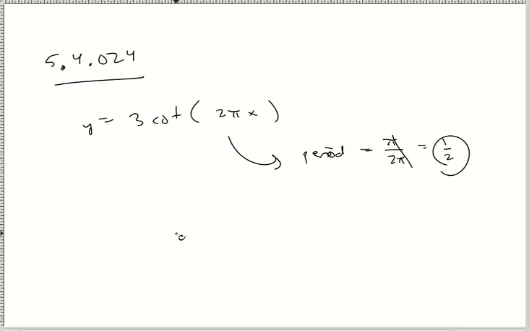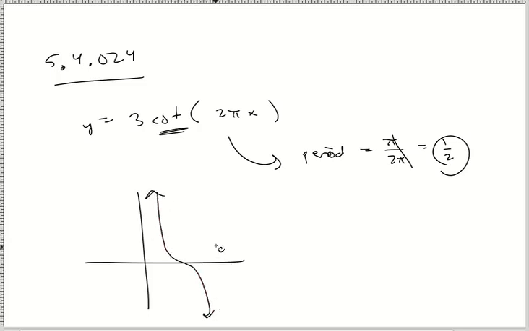Basically, wherever I start to my finish, it should be a half. Notice that we have a cotangent. Cotangent does this guy right here. Oh man, I can just never draw this one. That's close enough. And where it ends, the asymptote where it ends this time, it ends at half. This is at 0. This period is a half.